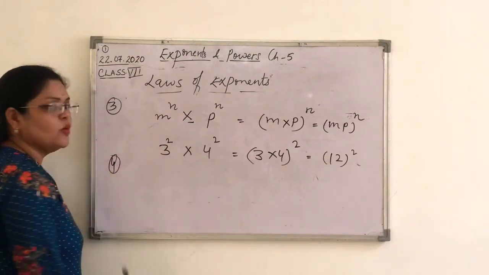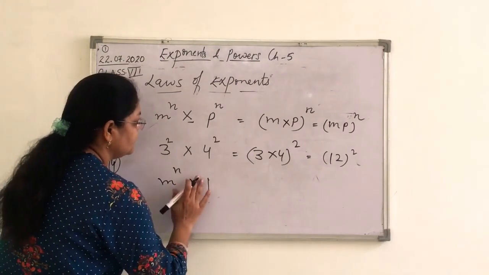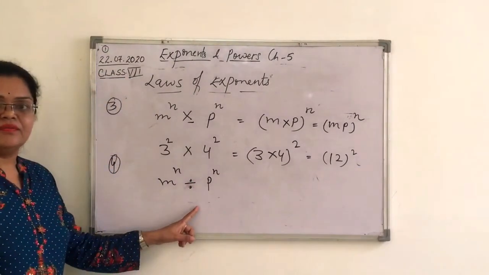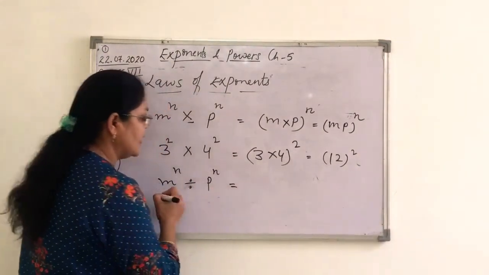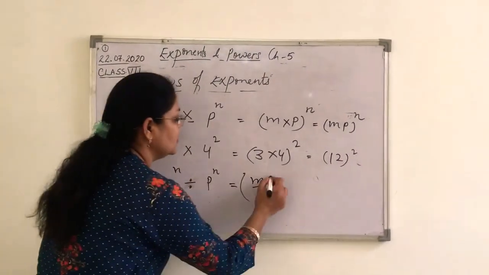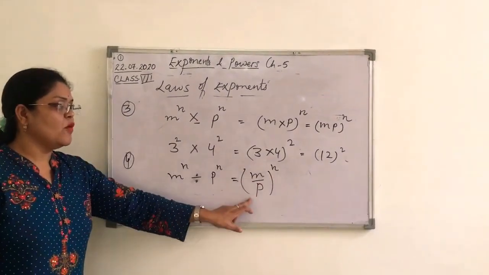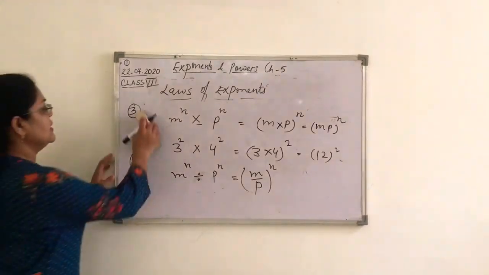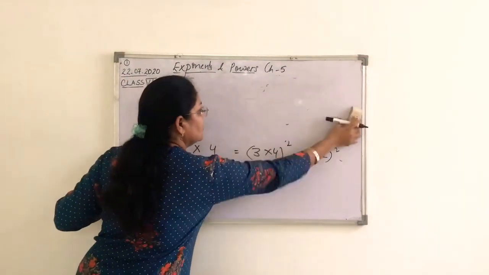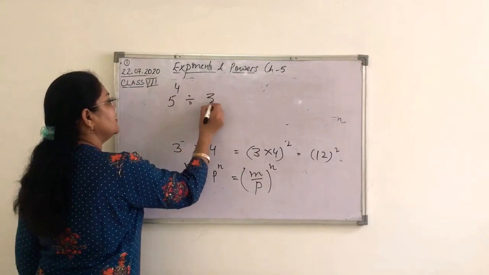Next we have the fourth law. When the bases are not the same but there is a division sign in between, how do we solve it? The division sign means the bases go in a fraction, and you put the power on it. This will be the power of m upon p. Now let's take an example, with which we can understand better. For example, we have 5 raised to power 4 divided by 3 raised to power 4.